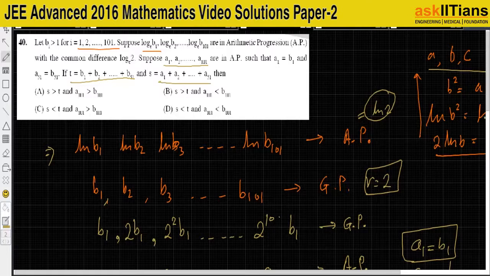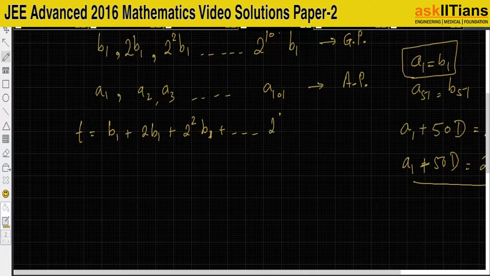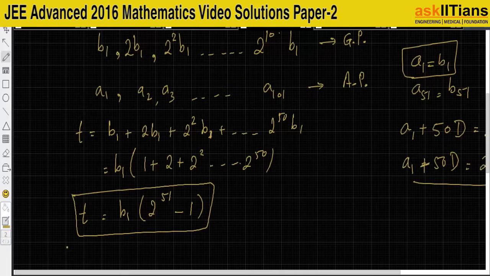So what is t? T is b1 to b51. So t is b1 plus b2, which is 2b1, b3 is 2 square b1, until b51. So this will be 2 power 50 b1. If I take b1 common, I'll simply get a GP: 1 plus 2 plus 2 square till 2 power 50. If I solve this GP, what I'll get is 2 power 51 minus 1 divided by 2 minus 1, which is just 1, right? So t will be this. I am just applying the summation of GP, right?